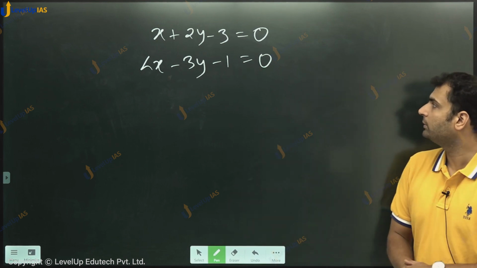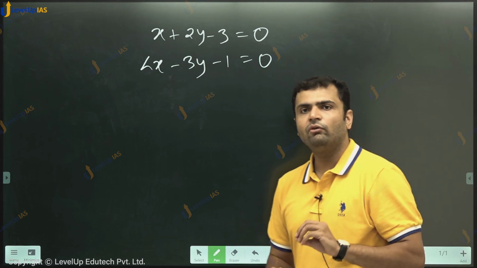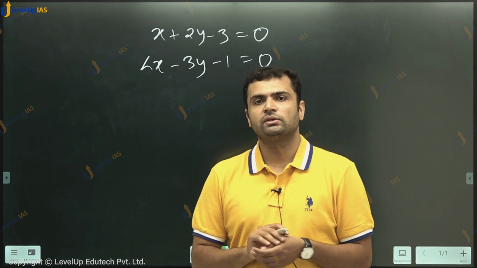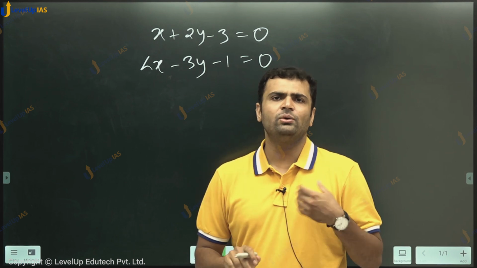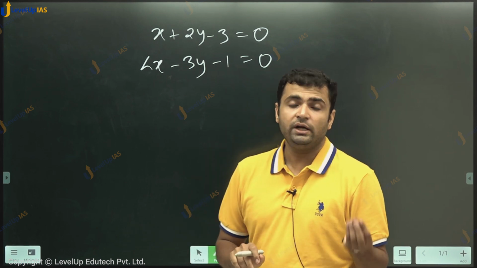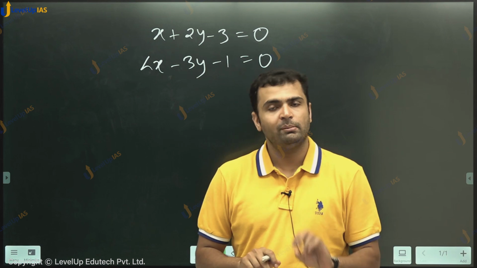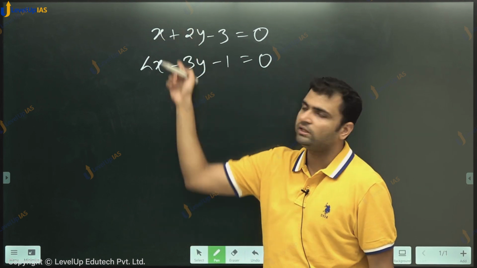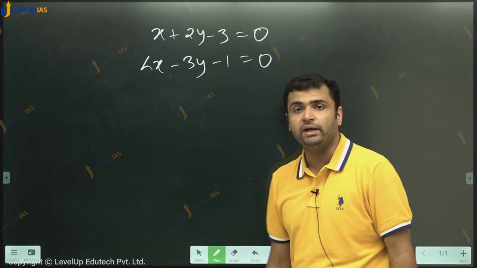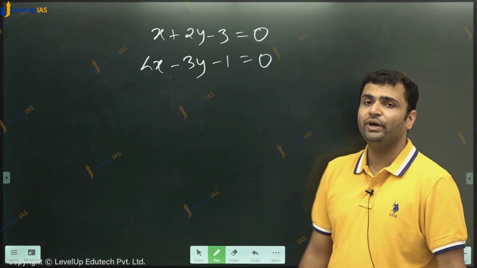Now what we want is to convert this pair of linear equations into an equation with only one variable. We know how to solve an equation with one variable. So using these 2 equations, we want to eliminate one of the 2 variables.